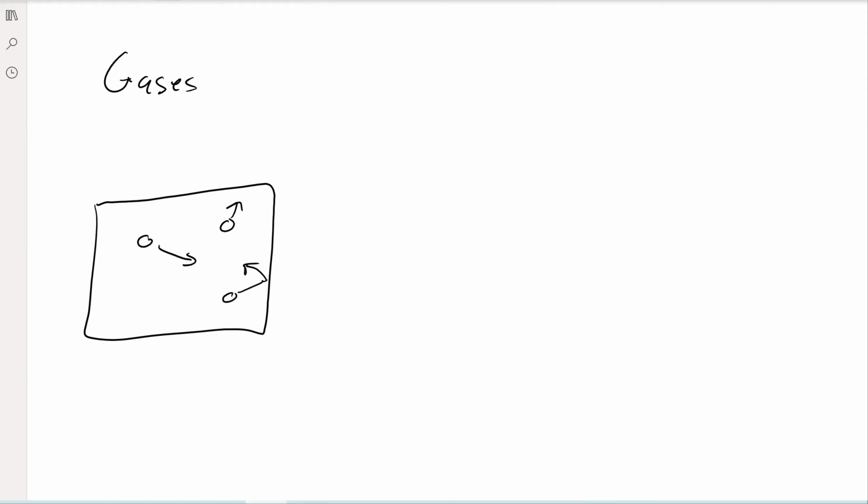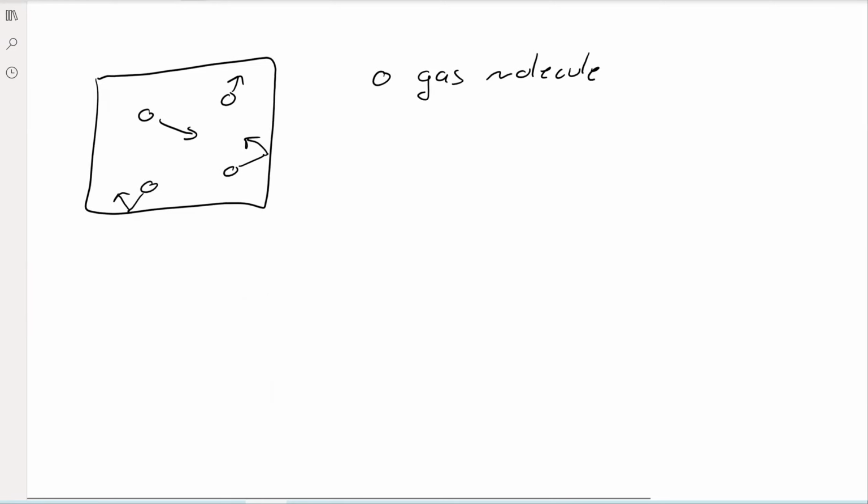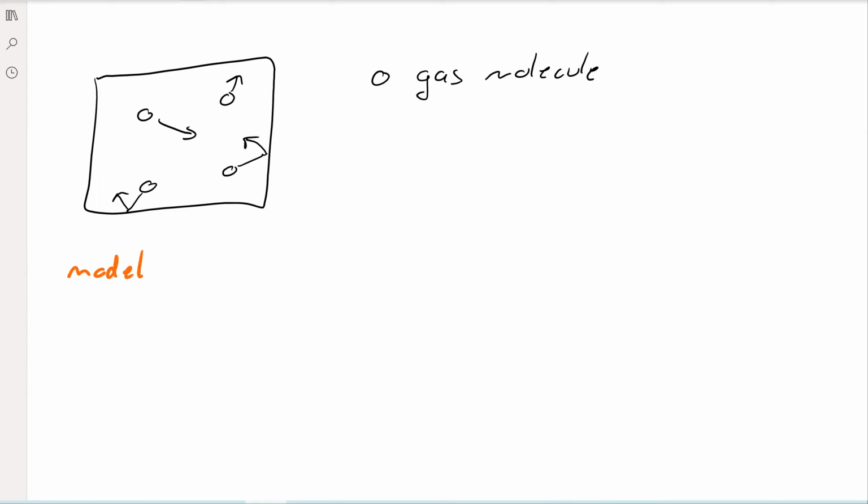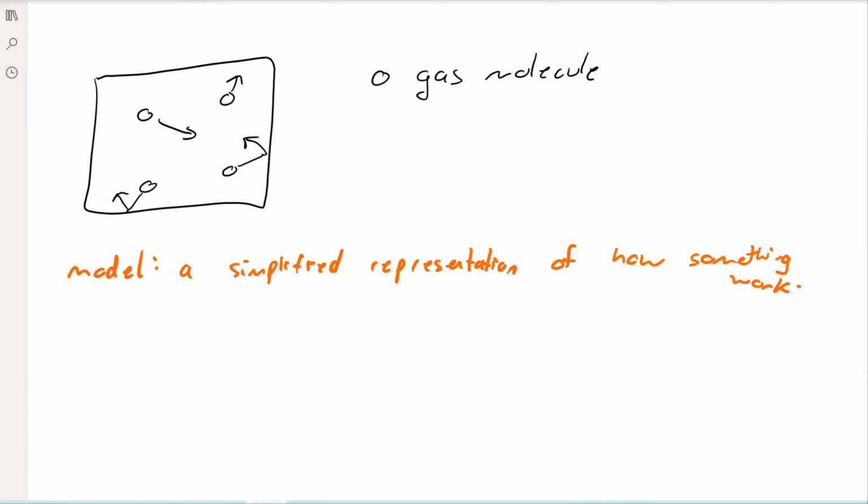Sometimes they're knocking against the walls of the container. Sometimes they're knocking into each other and bouncing off. So we'll call that a gas molecule. And so what this is, it's a model, right? Real gases aren't little spheres that are flying around the place, but it's close enough. So a model is a simplified representation of how something works. And of course, that something in this case is a gas.